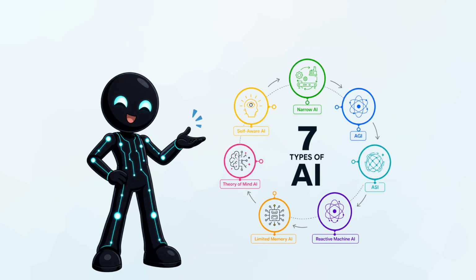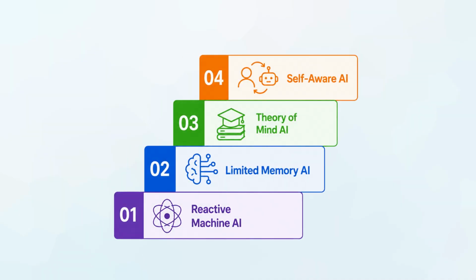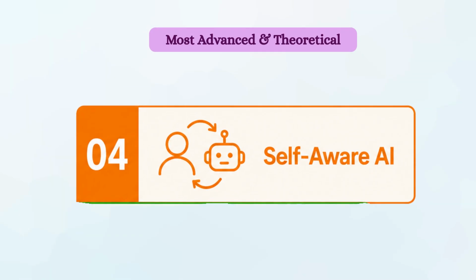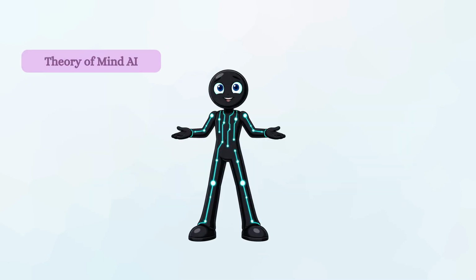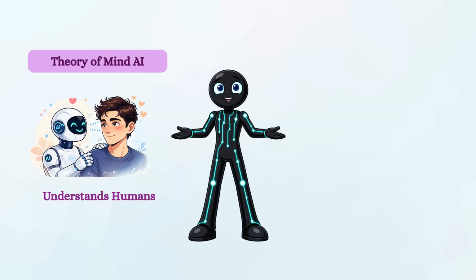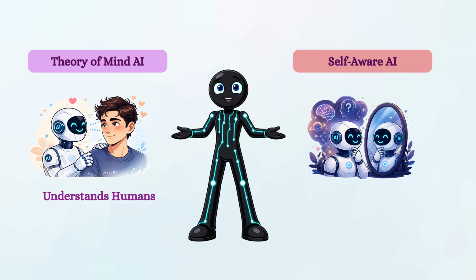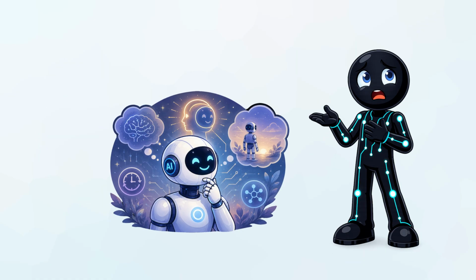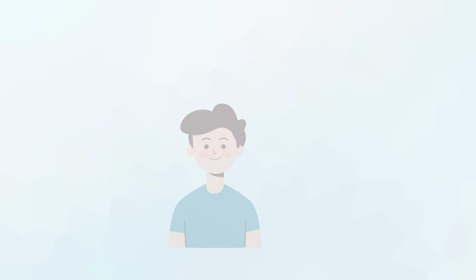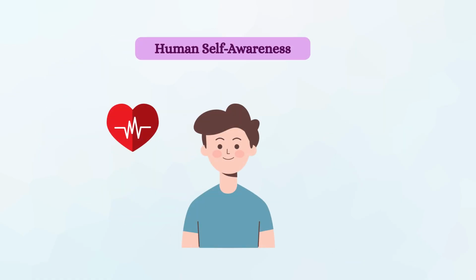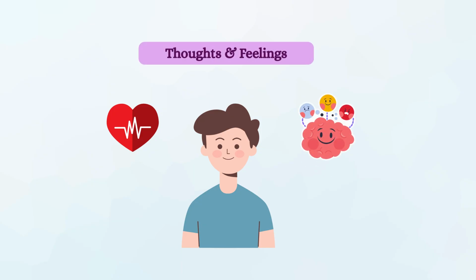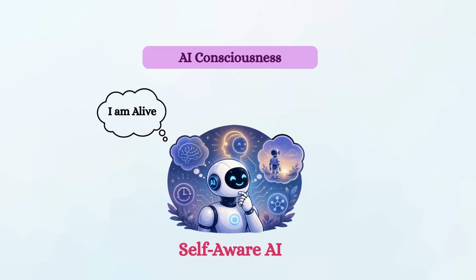The final type is called Self-Aware AI. This is the most advanced and most theoretical form of artificial intelligence. If Theory of Mind AI can understand human emotions, Self-Aware AI would go one step further. It would not only understand humans, but it would also understand itself. In other words, it would be aware of its own existence. Just like humans know that they are alive and can think about their own thoughts and feelings, Self-Aware AI would be able to do the same.